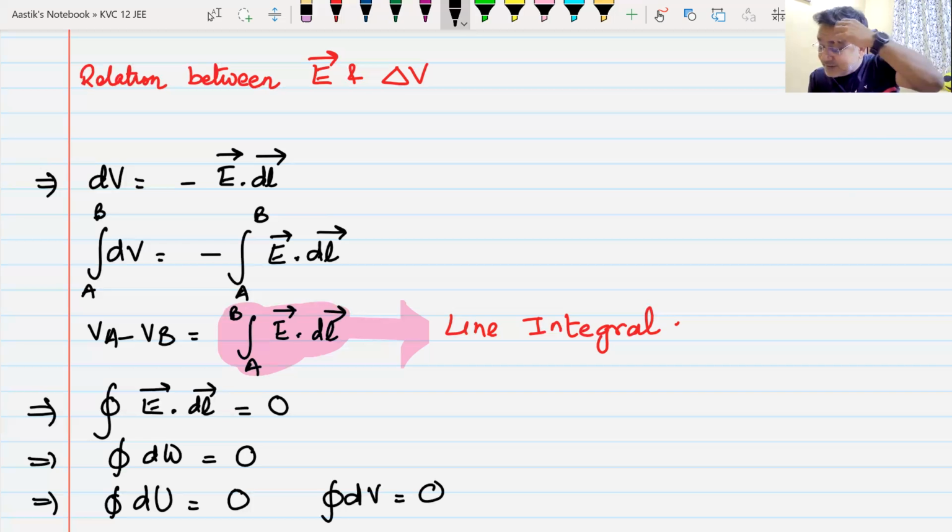So the line integral of electric field. If you want to find out the potential difference between 2 points, what do you do? You find out the electric field, take the dot product, put the sum, and stay happy. Do we understand this? Understood. Sure? Yes, sir. That is how you will get the potential difference between the 2 points.